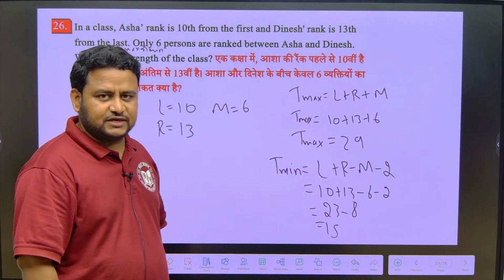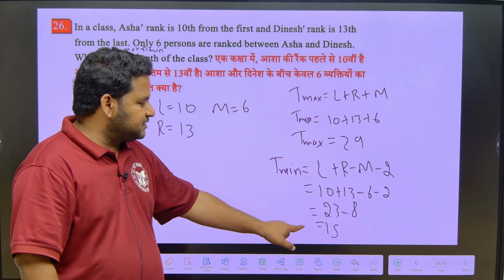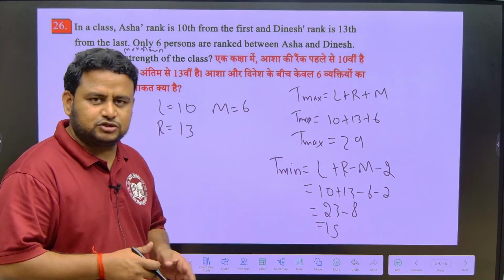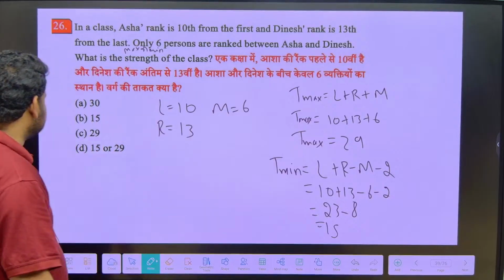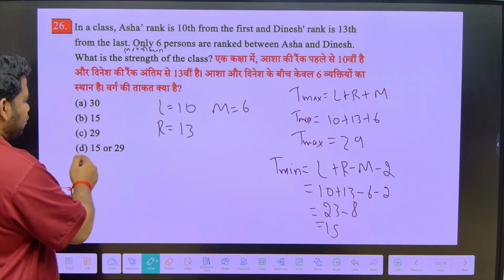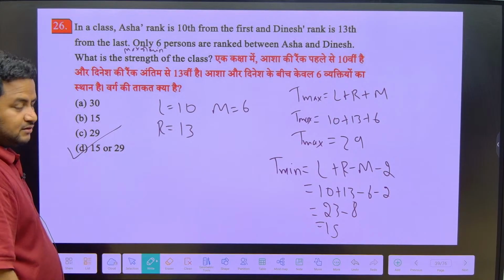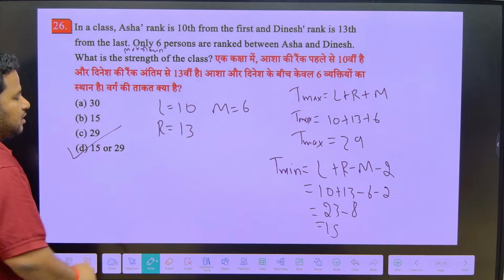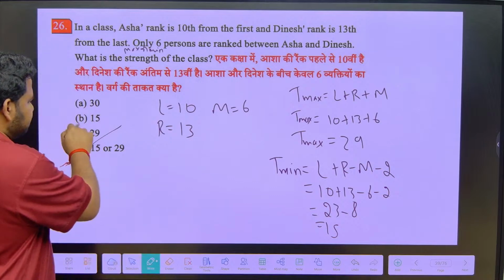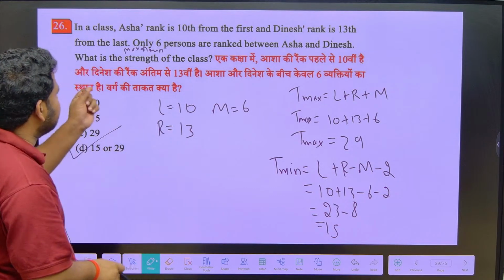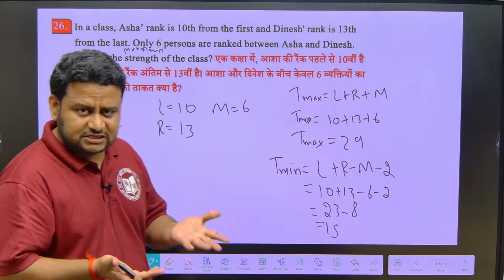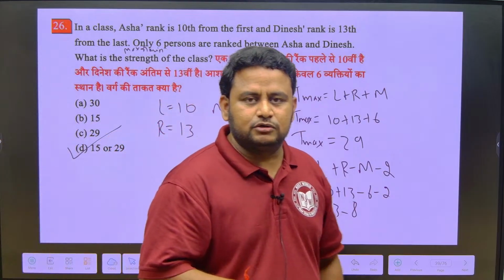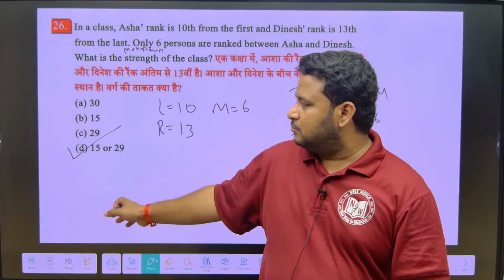So the strength of the class: maximum is 29, minimum is 15. So the answer can be 29 also, 15 also. Let us have a look at the options. The option that has both is option D, 15 or 29. If you find only maximum strength and write 29, or only minimum strength and write 15, both are wrong, because they are asking strength of the class. Strength can be maximum or minimum, so you have to use both the formulas and both can be the answers.